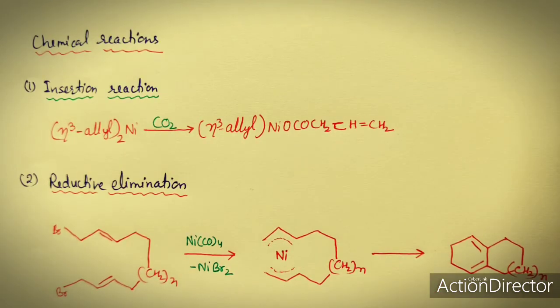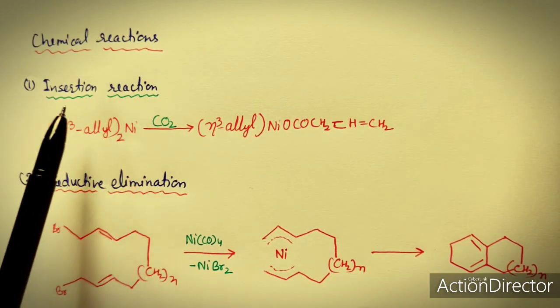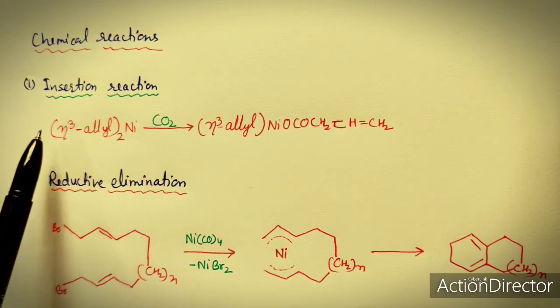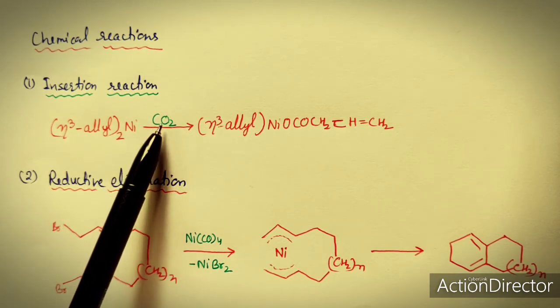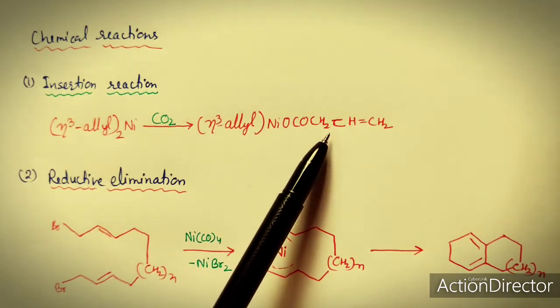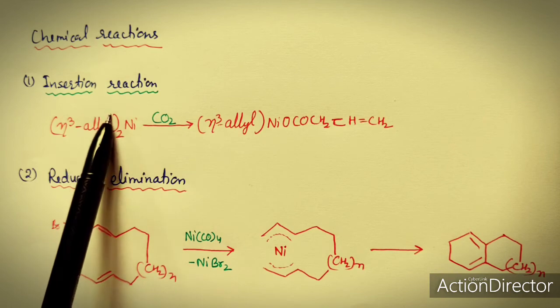These are some chemical reactions which are shown by the allylic complexes. So first reaction is the insertion reaction. So insertion reaction is shown by the metal allylic complexes. Here you can see that this is a nickel complex where the carbon dioxide can insert in this nickel allylic complex. So they show insertion reactions.